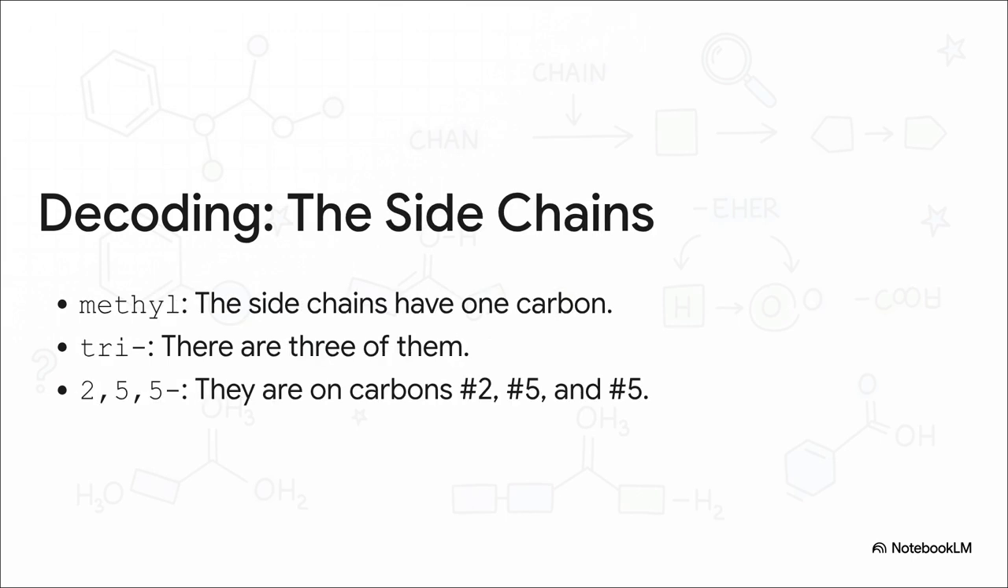Now let's look at the front part, which describes all the branches. Methyl tells us the type of branch. They're all single carbon groups. Tri tells us the quantity. There are 3 of them. And the numbers, 2, 5, 5, well, those are just the street addresses. They tell us exactly where those methyl groups are located, 1 on carbon 2 and 2 of them on carbon 5. Every single piece has a job to do.